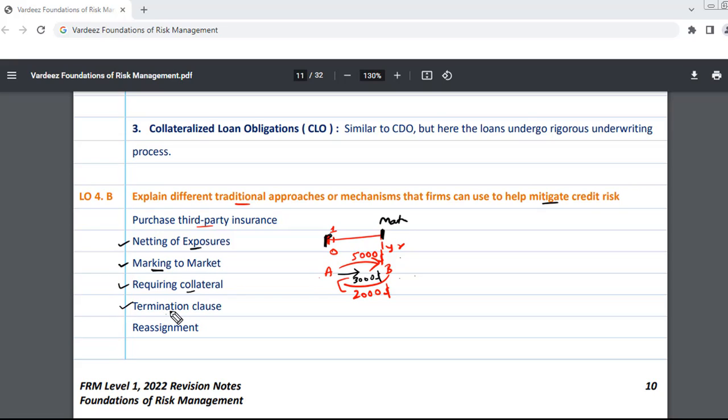Now, the termination clause would actually trigger when there is some sort of a default in a particular transaction. So the bank has the option to go ahead and terminate the agreement before the maturity as well. So this is also one way.